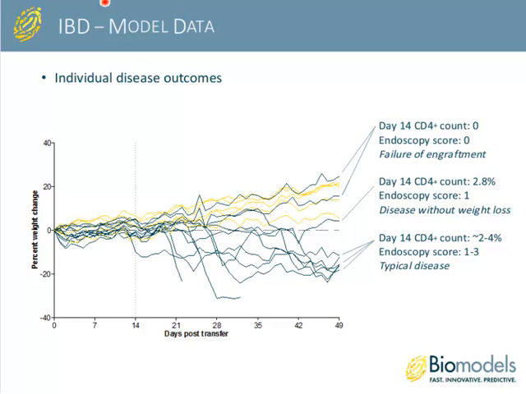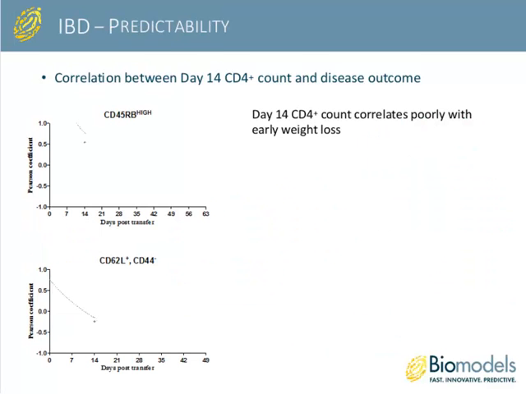The vast majority of mice in this study had a robust T-cell count on day 14, robust endoscopy score. That's the typical disease. That's what we want to see. And then these 2 mice here, they had a higher T-cell count on day 14 and severe disease. Those 2 mice actually had to be euthanized early. So there is a correlation then between the day 14 CD4 count and the endpoint disease outcome.